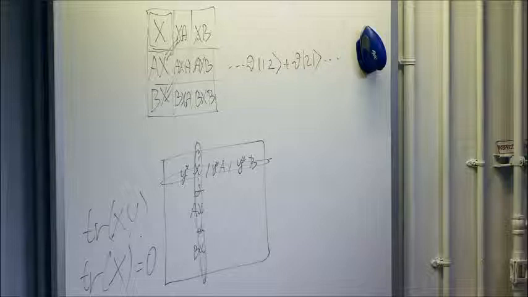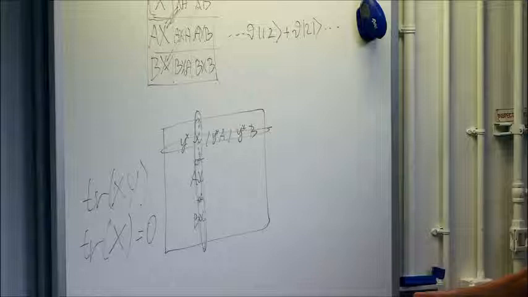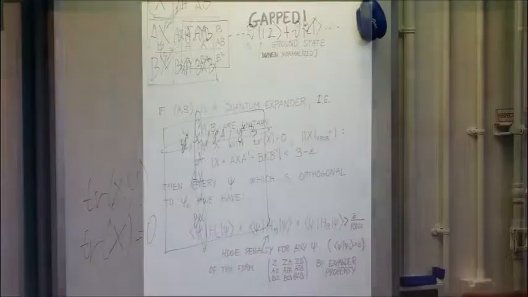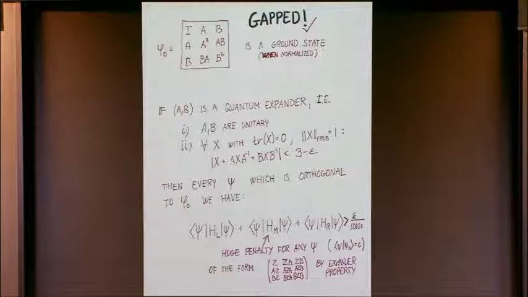So if X is such that, well, okay, I apologize, I forgot that A and B are unitary in the quantum expander constructions. So actually, this term has the same norm as X, and this term also has the same norm. And so there is no chance that the sum, because of the triangle inequality, could be greater than 3, but the quantum expanderness means exactly that for every X which is orthogonal to the identity, it's not just less than 3, but it's less than 3 by a constant epsilon.